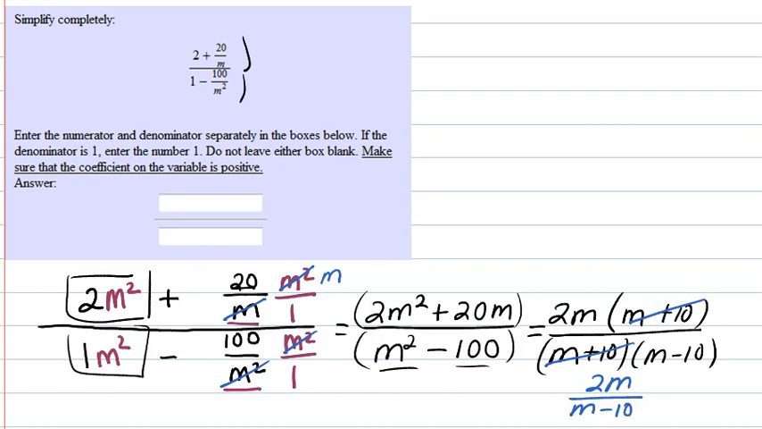They ask us to type the numerator and denominator in separately. So 2m is the numerator, m minus 10 is the denominator. And since they're separate, you don't need parentheses, but I always like to get in the habit of putting them in case there's one where you have to type it in as one single fraction. There you go.